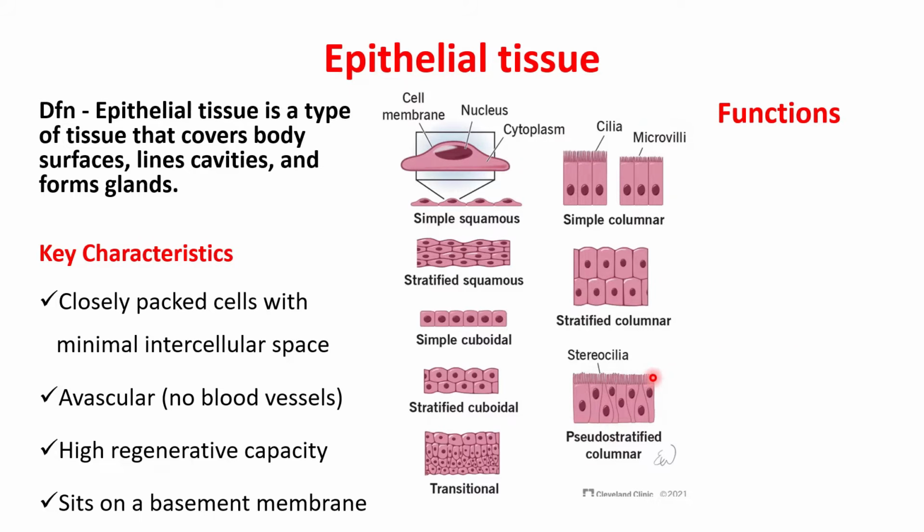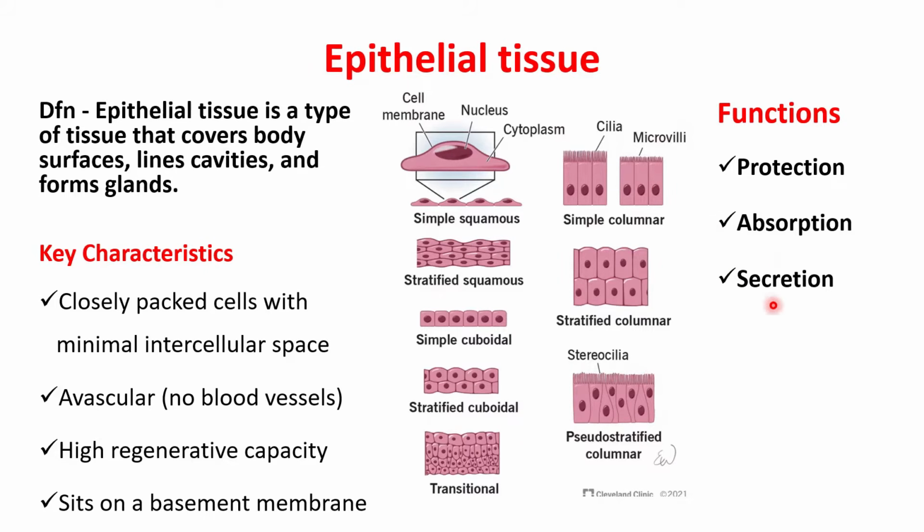So what are the functions of this epithelial tissue? One of them is that they enable protection. For example, now the skin, the protection property. The digestive system is lined by simple columnar epithelium that enables absorption. So actually you can see a simple columnar epithelium has microvilli for absorption.